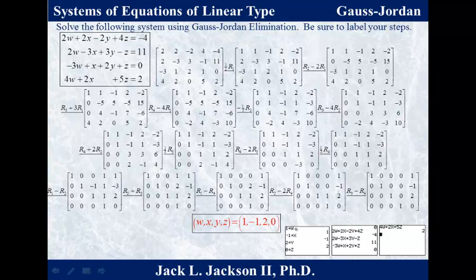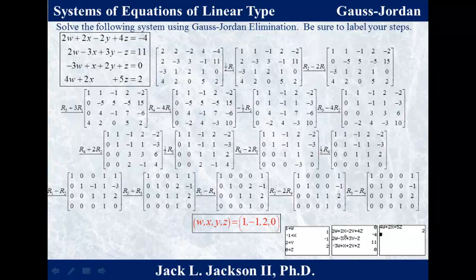I'm going to use a calculator. 1 stores W, negative 1 stores X, 2 stores Y, 0 stores Z. Hit enter after each one of those, of course. Then type in your equations. 2W plus 2X minus 2Y plus 4Z. Hit enter. It's negative 4. It's supposed to be negative 4.